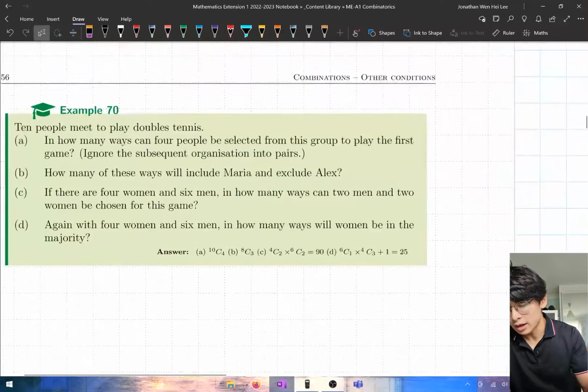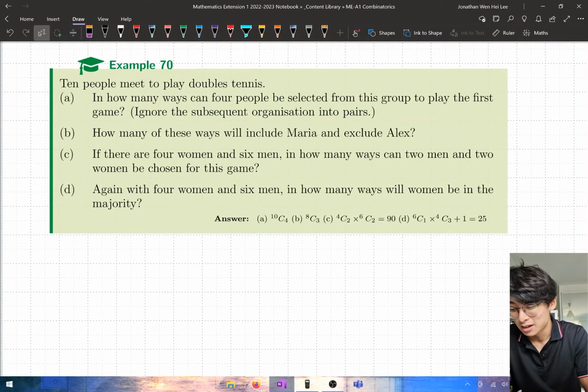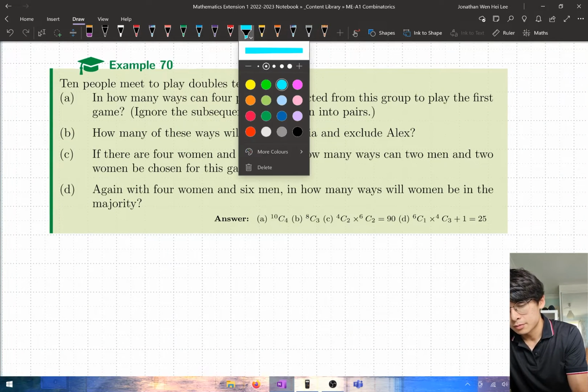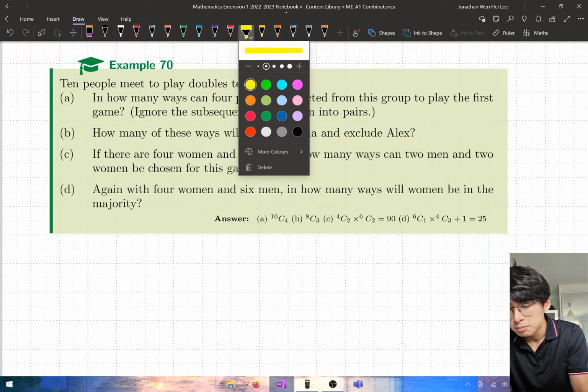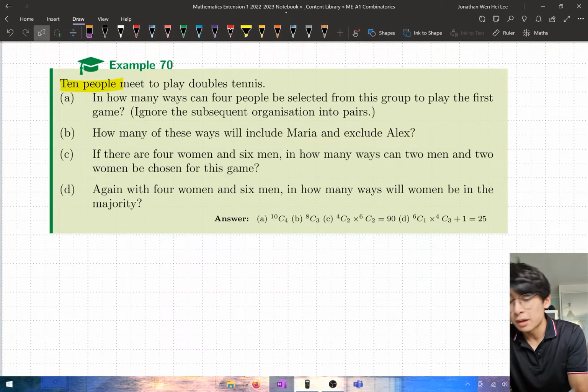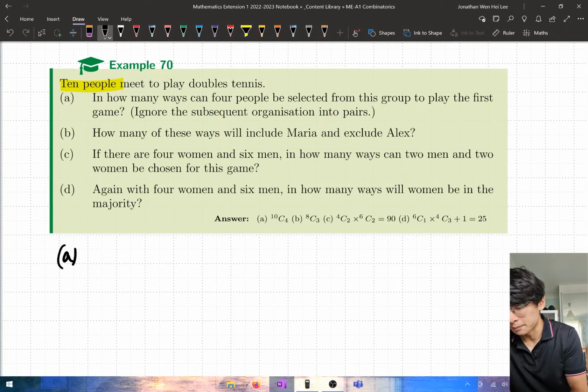There are actually answers underneath. We're going to try and have a go at these without looking at those answers. So let's have a look at example 70. 10 people meet to play doubles tennis. So here, 10 people are meeting together to play tennis. That means most likely that N, the number of people that we're selecting from, is going to be 10. But sometimes that might change with each question, so let's be careful.